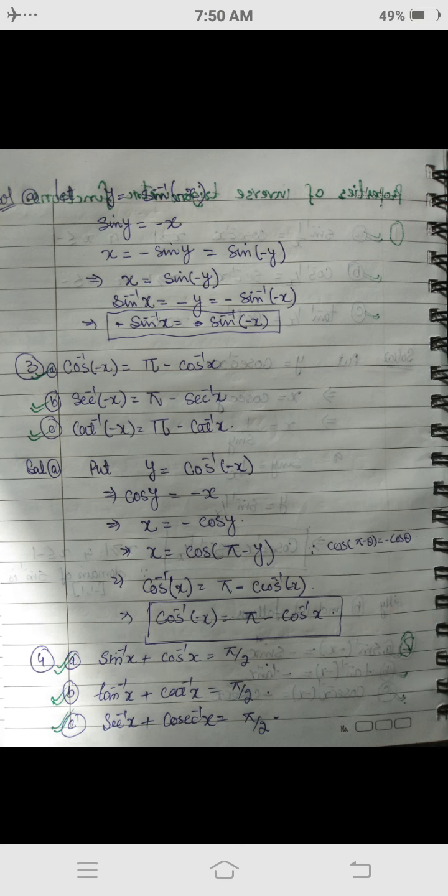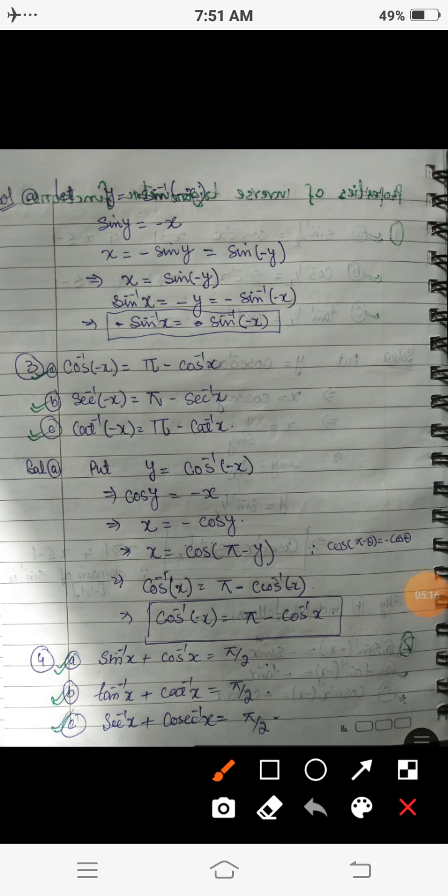Now the third property is cos inverse of minus x. For these three, that is sine, cosec and tan, it simply equals minus. But for the remaining three trigonometric functions, that is cos, sec and cot, cos inverse of minus x is pi minus cos inverse x. Similarly, sec inverse of minus x is pi minus sec inverse x, while cot inverse of minus x is pi minus cot inverse x.